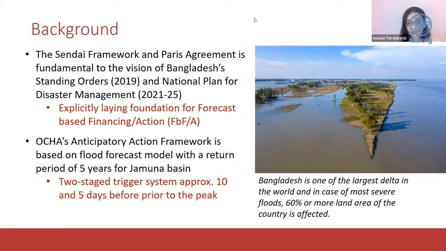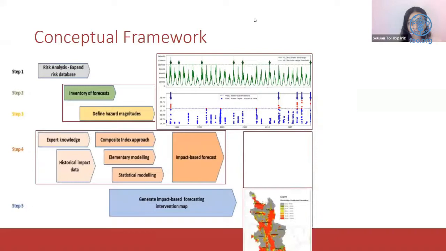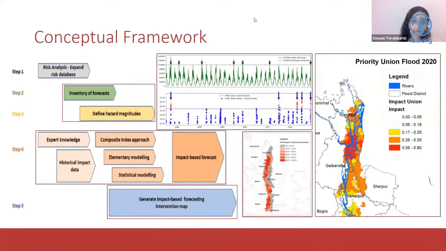Taking this opportunity, OCHA introduced an anticipatory action framework, which is based on a flood forecast model with a return period of 5 years for the Jamuna Basin. This is a two-stage trigger system, with 10 days for trigger one and 5 days before the flood peak for trigger two. To develop this model for trigger one, we used long-range forecasting data. And for trigger two, we used the National Flood Forecasting and Warning Center's forecast model. Based on this, the most flood affected areas and the estimation of population and loss of assets were used to develop a composite index and finally to develop the impact-based forecasting model to select the priority or target areas.